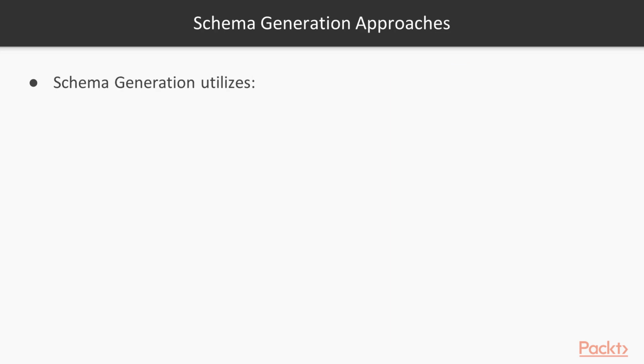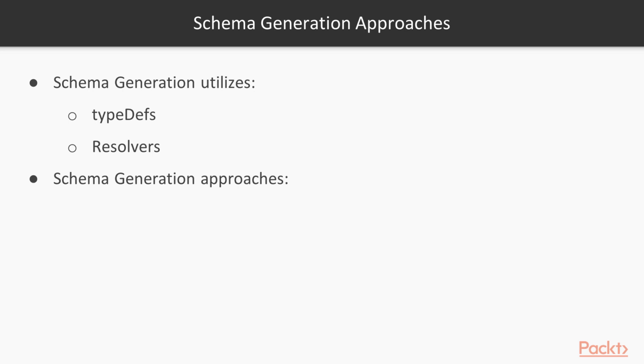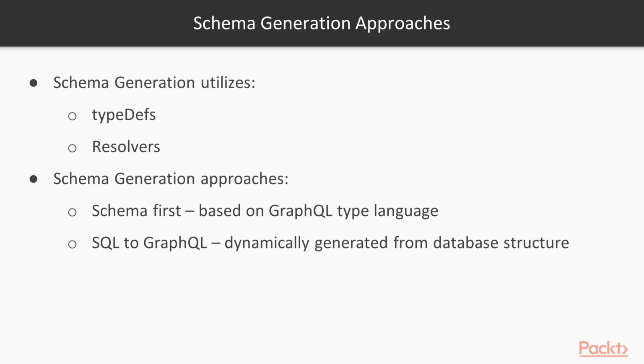When generating a schema, the expected parameters are type definitions and resolvers. Without these, you cannot proceed to generate a schema. When it comes to the approaches available for generating schemas, we have a couple that are commonly utilized. Schema first: you generate the schema based on a previously known structure. And then SQL to GraphQL: this approach generates the schema dynamically from an existing structure in a database.